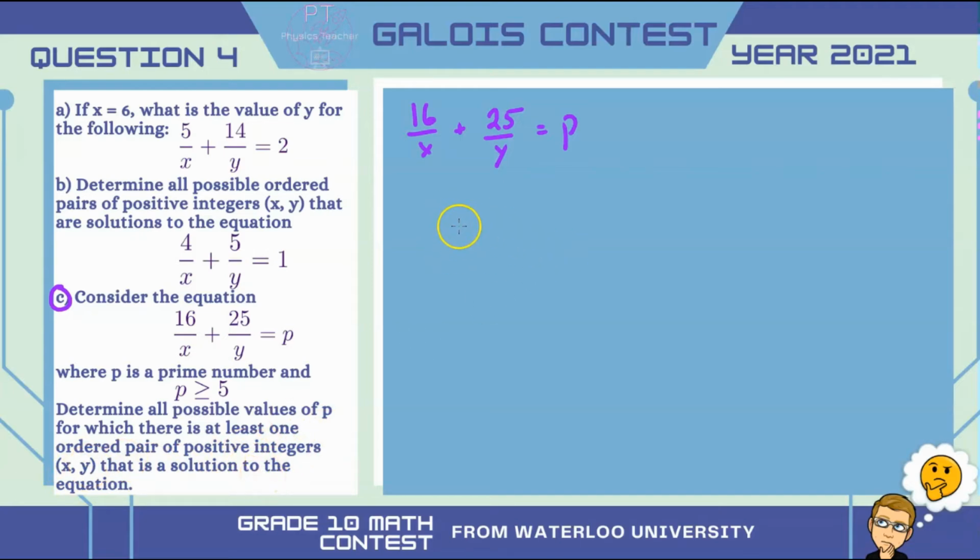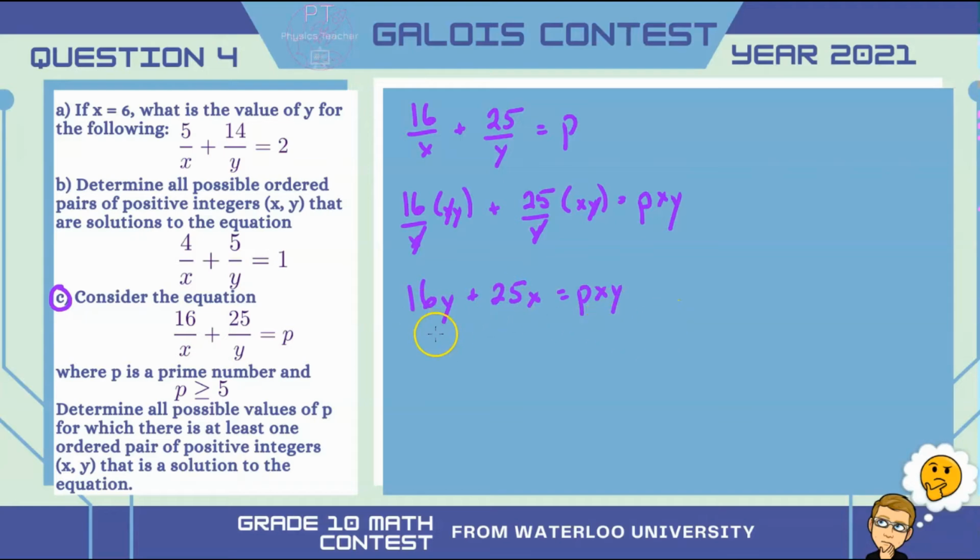So let's rearrange the equation just like before. I'm going to multiply every term by the common denominator, which is xy. So we have 16 over x times xy plus 25 over y times xy. And then on the right side of the equation, we have pxy. Alright, so our x's are going to cancel here, and we'll get 16y. Our y's will cancel here, so we'll have plus 25x, and that'll all equal pxy.